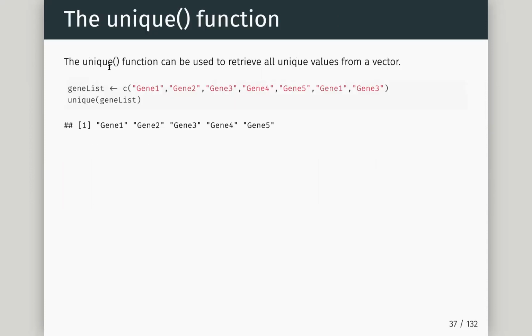The unique function is a really useful function for working with character vectors because it gives you exactly what it says on the tin. Given a vector of characters, here I have gene 1, 2, 3, 4, 5, and then 1, 3 again. If I apply the unique function to this, it extracts just the unique values from this longer vector. Gene 1 occurred twice, gene 3 occurred twice, but it doesn't give them back twice. It gives us the unique values.